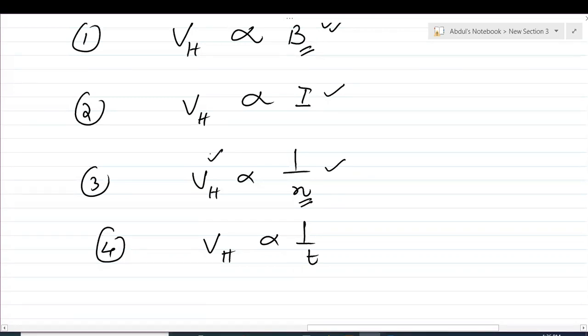Suppose we place here a cube of copper. Copper has a high number density of electrons due to its good conductivity, so the Hall's voltage will be small. But if a glass crystal is placed here, which has a small number density of free electrons, it will give a large voltage. Similarly, it also depends on the thickness, but inversely proportional.